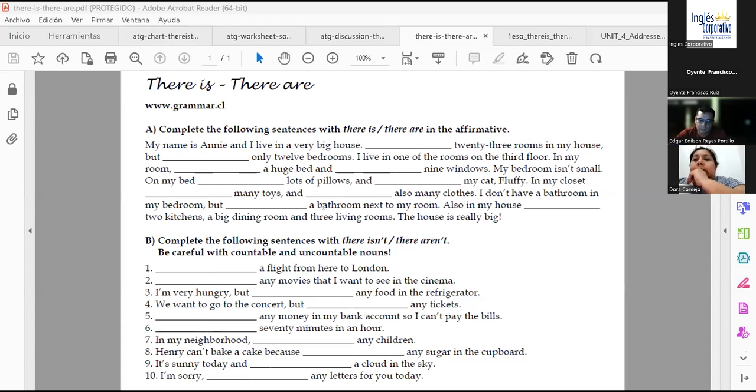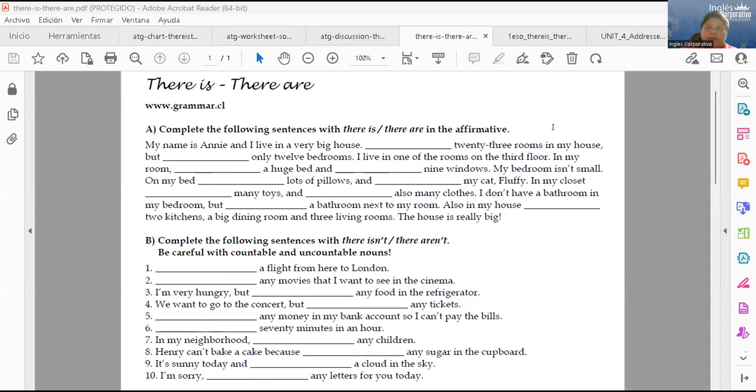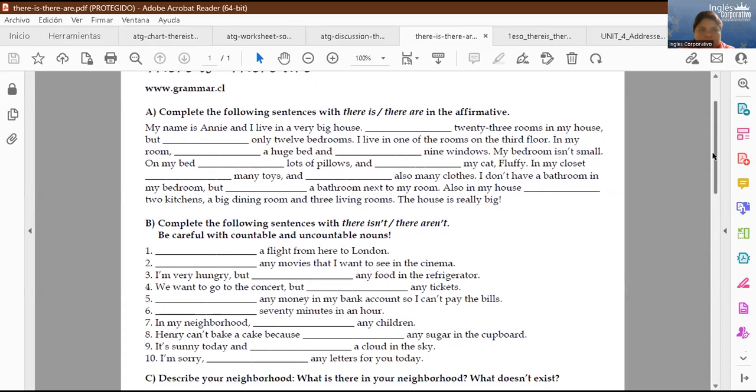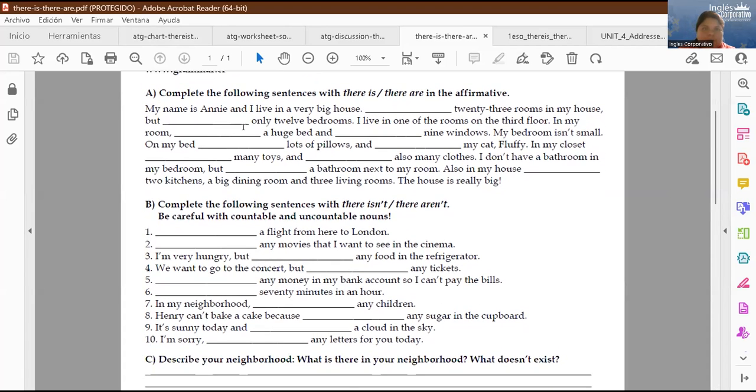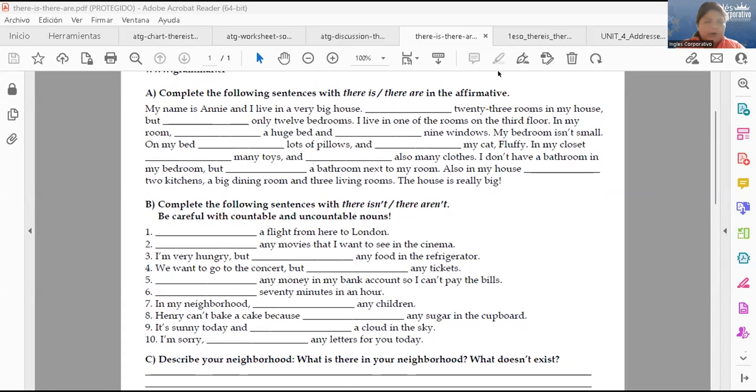Okay, welcome back, guys. Right now, we're going to start with a new activity, and we're going to complete a reading exercise. Look at this. We're going to complete this using there are in the affirmative. So let's see. Let's start reading each of the parts.